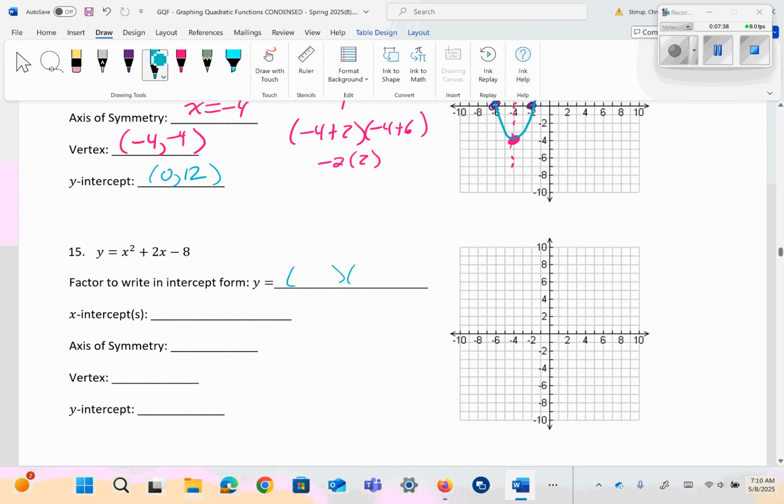Let's put this in factored form. So I have x and x. I'll have one positive sign, one negative sign. What two numbers multiply to give me negative 8 and add to give me positive 2? That would be positive 4 and negative 2. 4 times negative 2 is negative 8. 4 minus 2 is 2, so that works. Our x-intercepts are negative 4, 0, and 2, 0.